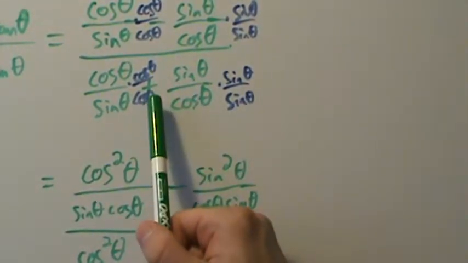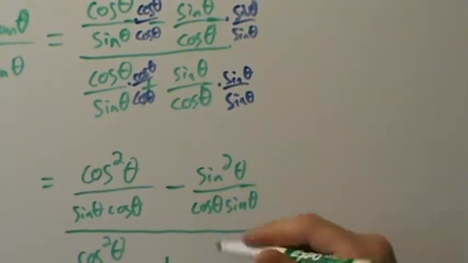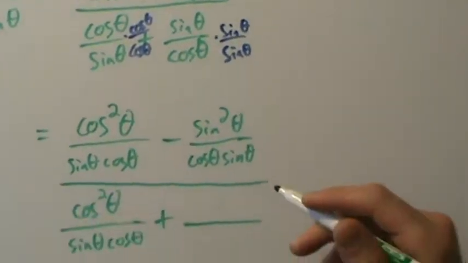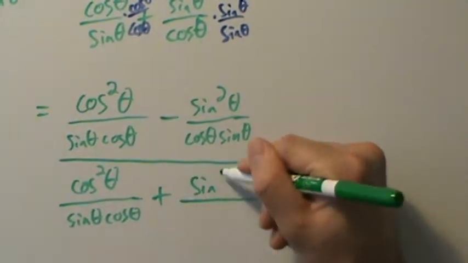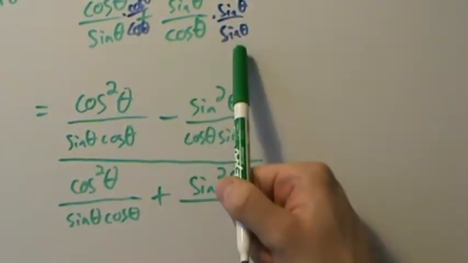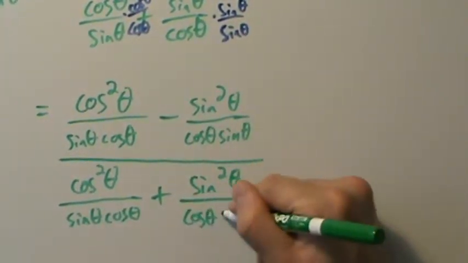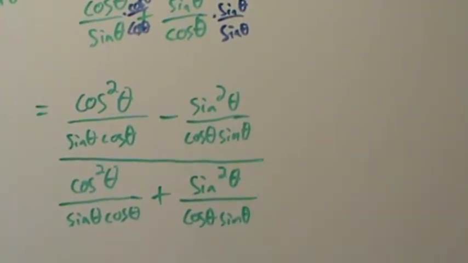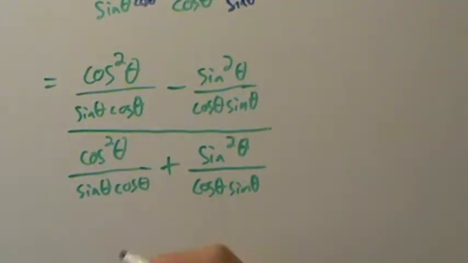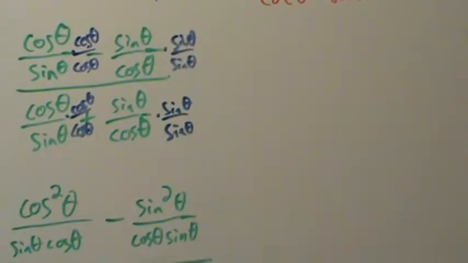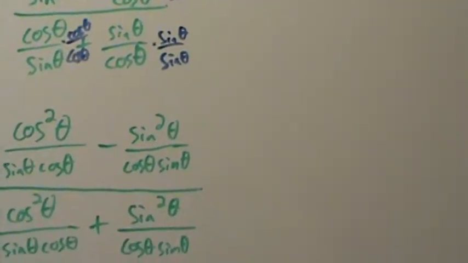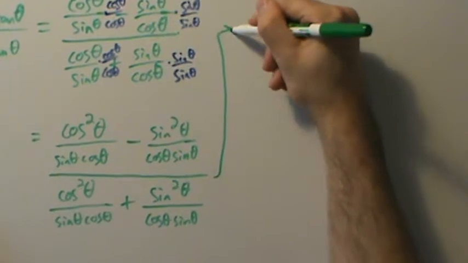And then we have that plus sign wedged in there. And then we still have sine theta times sine theta, which is sine squared of theta. And then cosine theta sine theta, just cosine theta sine theta. Okay, so it looks like kind of a mess, but it's really actually not that bad. Now, probably don't have enough room down there, so let's zoom out a little bit and we'll come back up here.